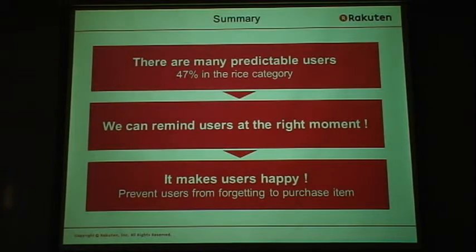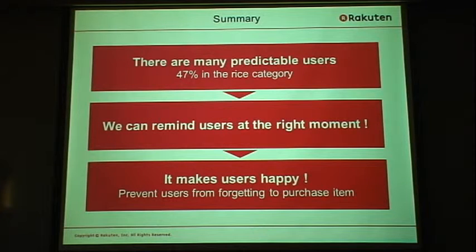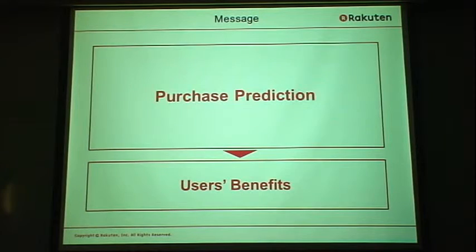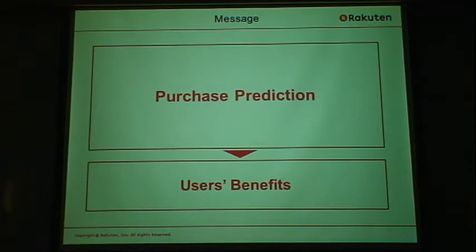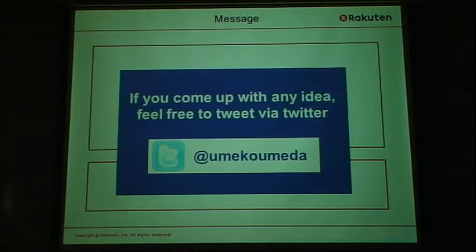And this is the summary. We found there are many predictable users in Rakuten Ichiba, so we can remind many users at the right moment. As a result, it can prevent many users from forgetting to purchase regular buying items. And we believe it makes users happy. So purchase prediction will give benefits for users. And we will continue to work on purchase prediction more in Rakuten.